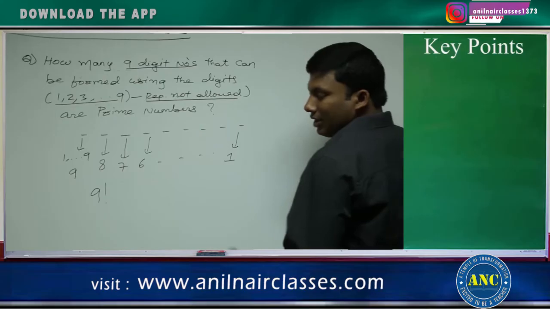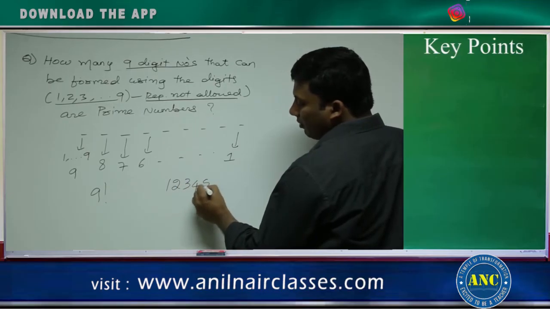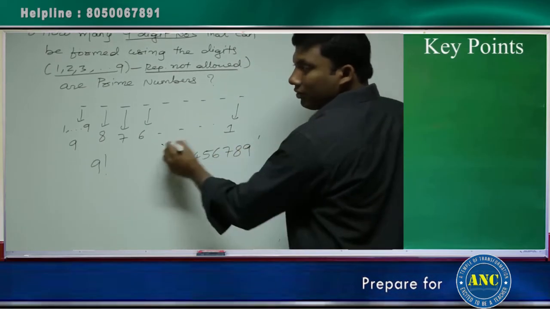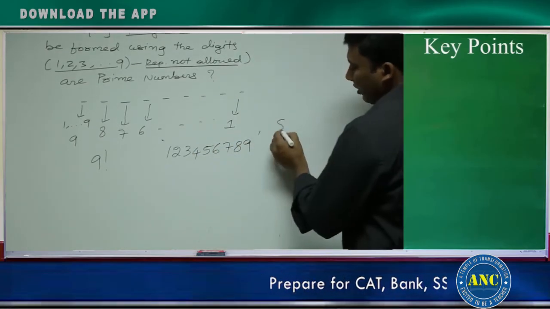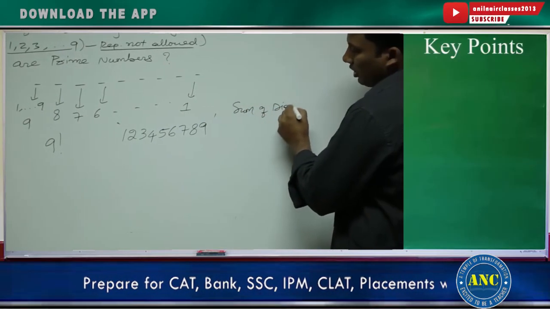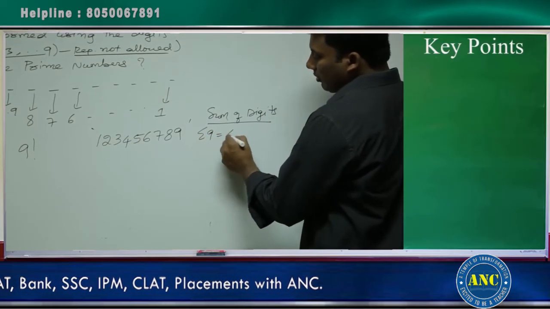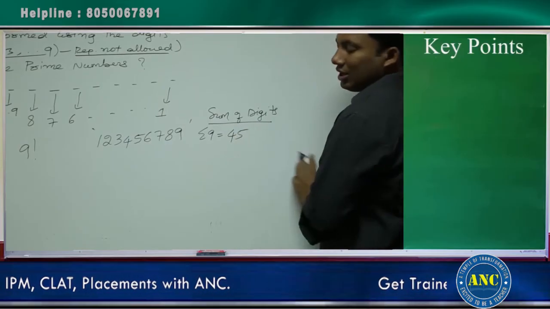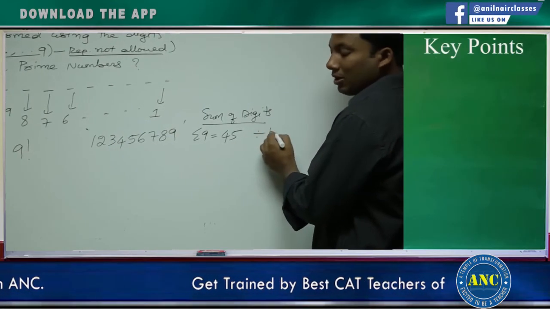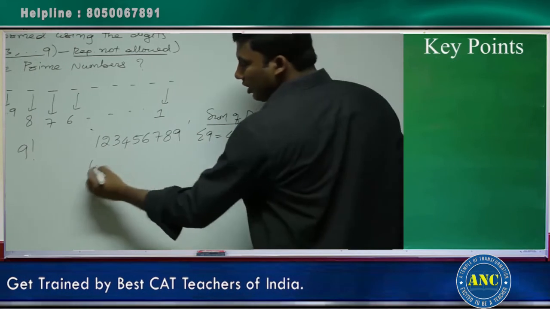That is the question. Seems to be very difficult. See here. Out of this 9 factorial, there will be one number like 1, 2, 3, 4, 5, 6, 7, 8, 9. What will be the sum of the digits? 1 plus 2 plus 3 plus 4 and so on, summation 9, is 45. Sum of the digits is 45. That means the number is divisible by which number? 3 or 9.